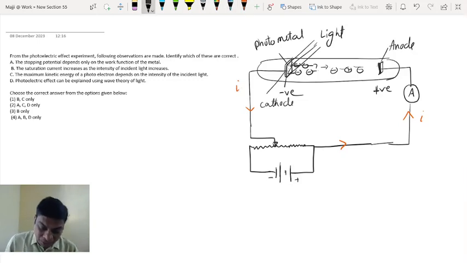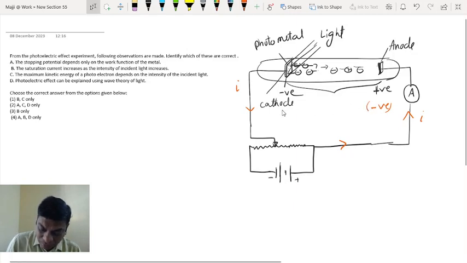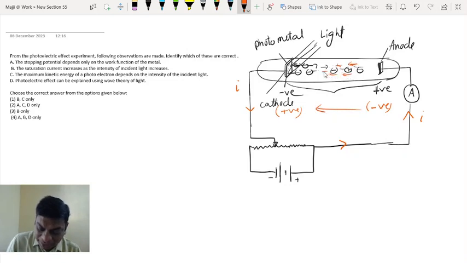Now, discussing the options one by one, coming to the first option, the stopping potential depends only on the work function. Now, stopping potential is the reverse potential. Reverse means we have to change this into negative and this into positive. You have to apply reverse potential so that the electrons are restrained from reaching this anode. That is, if you apply a certain minimum negative voltage, so that even the most energetic electron is just not able to reach the anode.